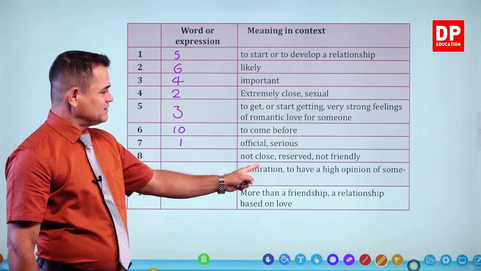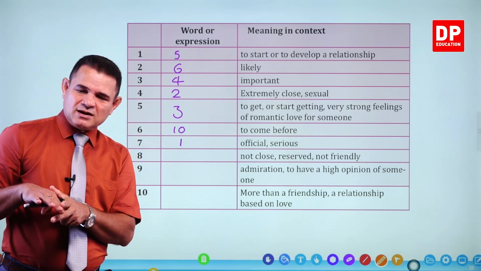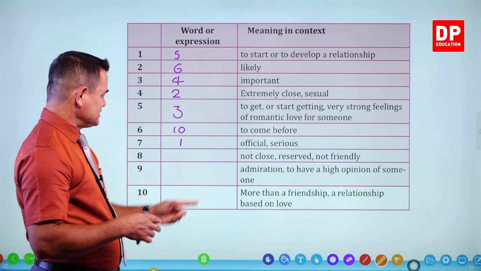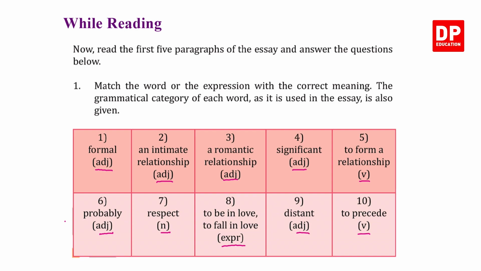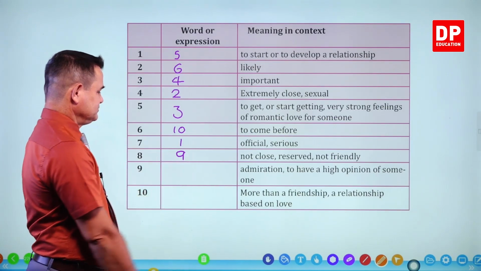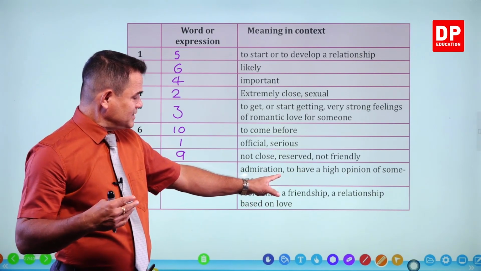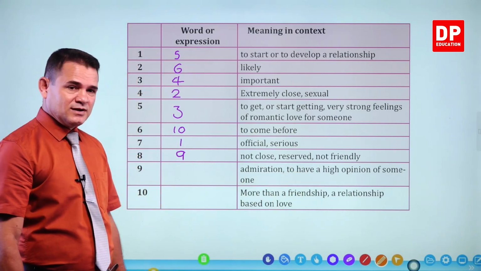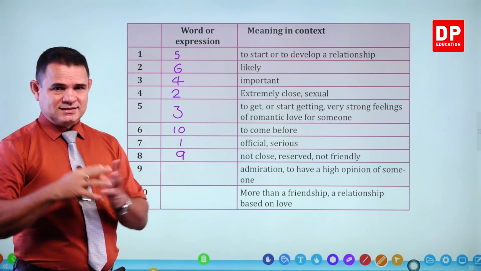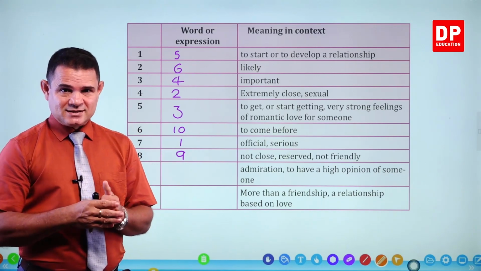And not close, reserved or not friendly. Not close, එච්චර සමීප නෑ, reserved වෙන් වෙලා, right, කොන් වෙලා. And not friendly, friendly නෑ. ඒ වගේ අදහසක් දෙන්න. Which word? And distant, number 9. Admiration, අගය කරනවා, right? To have a high opinion of someone. කෙනෙක් ගැන high opinion, ඉතා ඉහළ කොට ඉහළින් අදහස්, ලොකු අදහසක් තියෙනවා. High opinion. Respect, ගරුත්වයක් තියෙනවා, ඉහළ ගරුත්වයක් තියෙනවා, respect එකක් තියෙනවා. ඒ වගේ අදහසක් එන වචනේ.